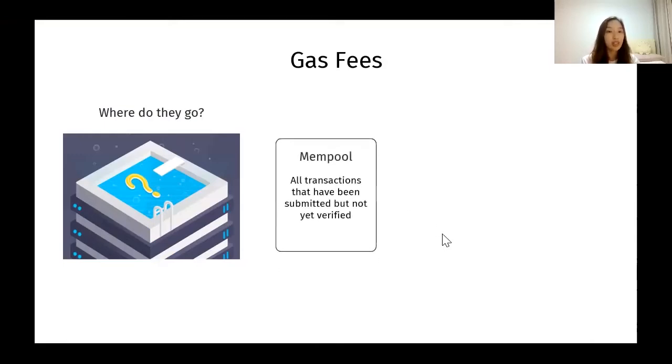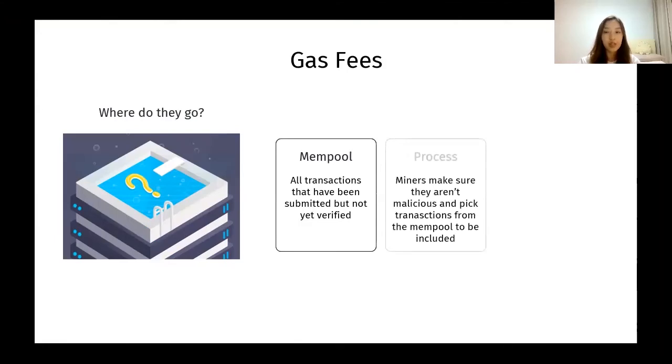So these transactions go into the mempool, which is short for memory pool. The mempool is where all the transactions that have been submitted but not yet verified live. So in short, the mempool is kind of like a waiting queue for validation.